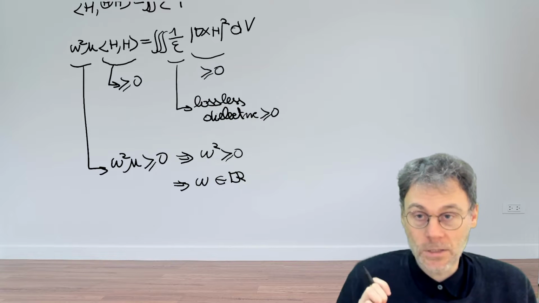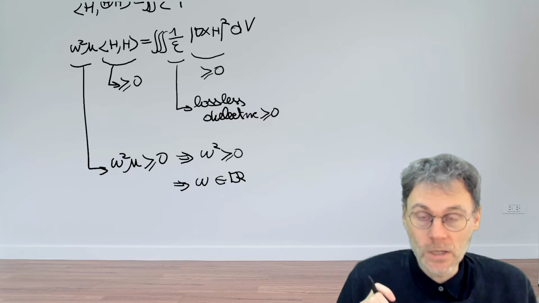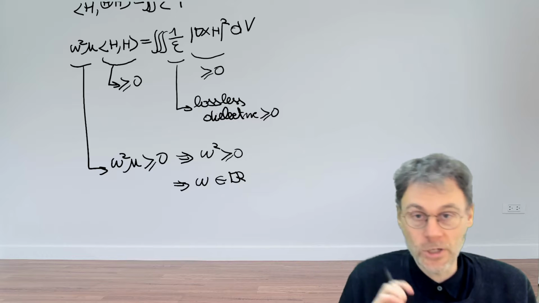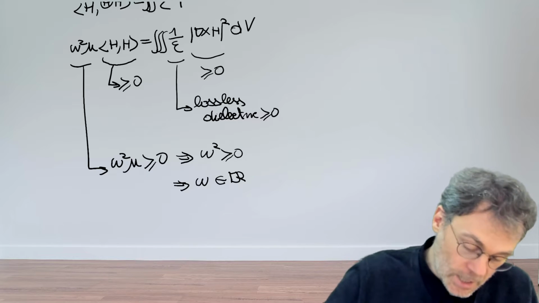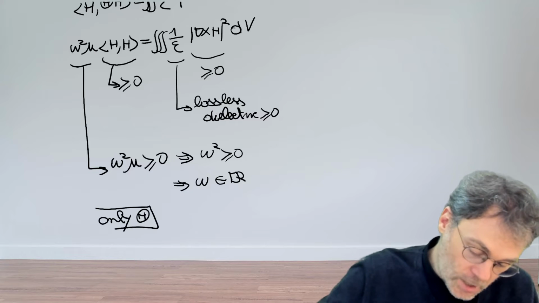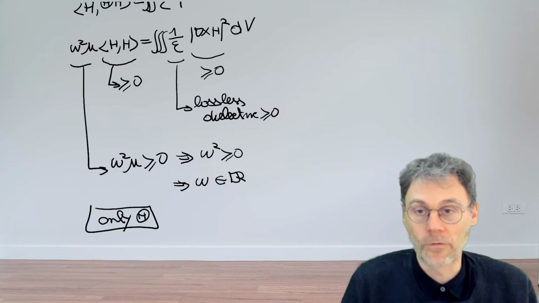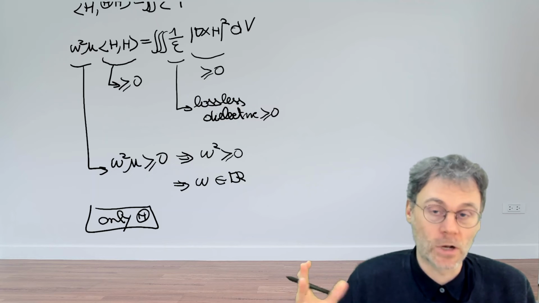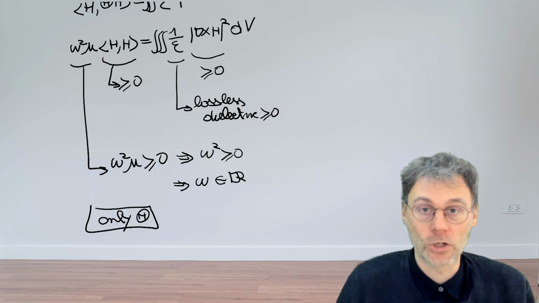But I do want to stress that the fact that the eigenvalues are not only real but also positive is not a general property of Hermitian operators. This is only true in this particular case, for the very specific structure that we had for this operator over here. But don't generalize this to arbitrary Hermitian operators.